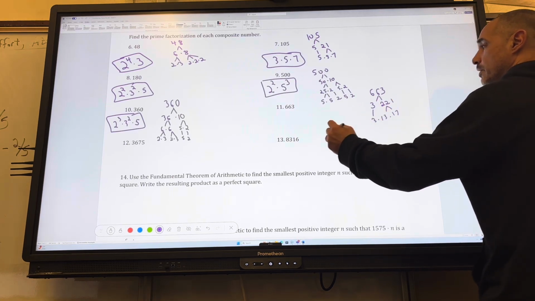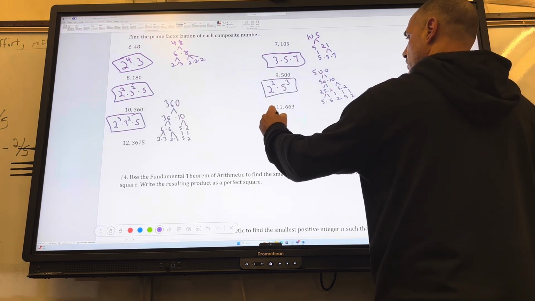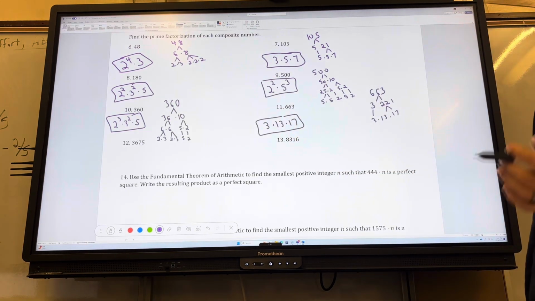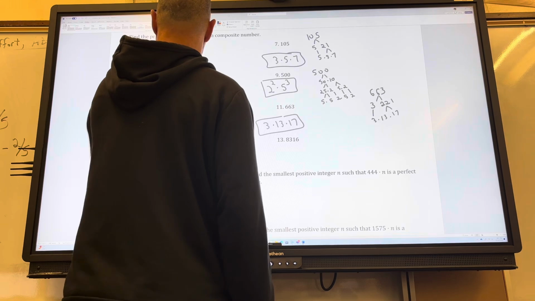This 3 comes down. So this prime factorization is 3 times 13 times 17. And notice I used the calculator to do that. You can use the same. You don't need to do all these in your head.